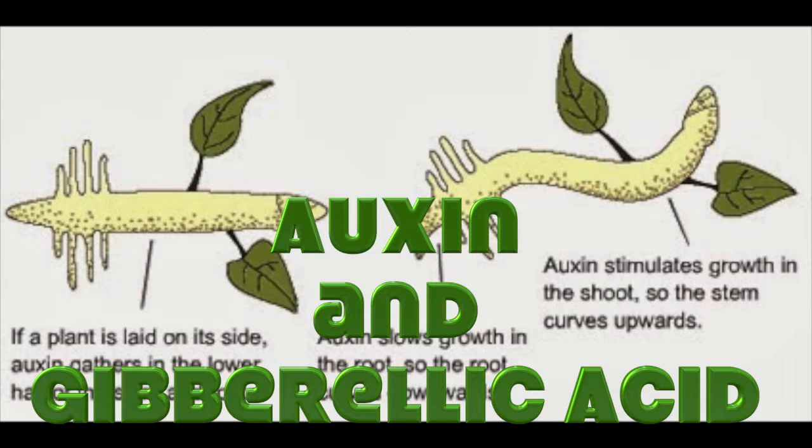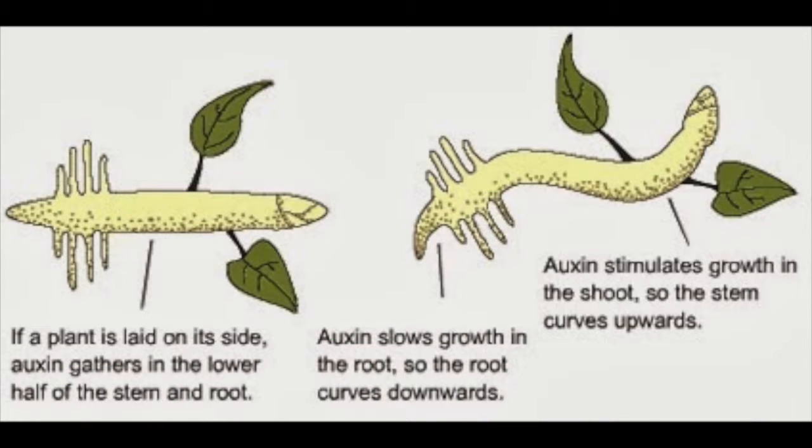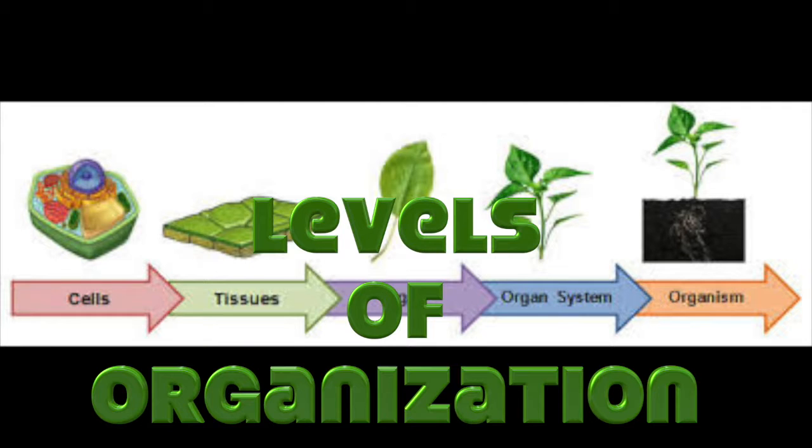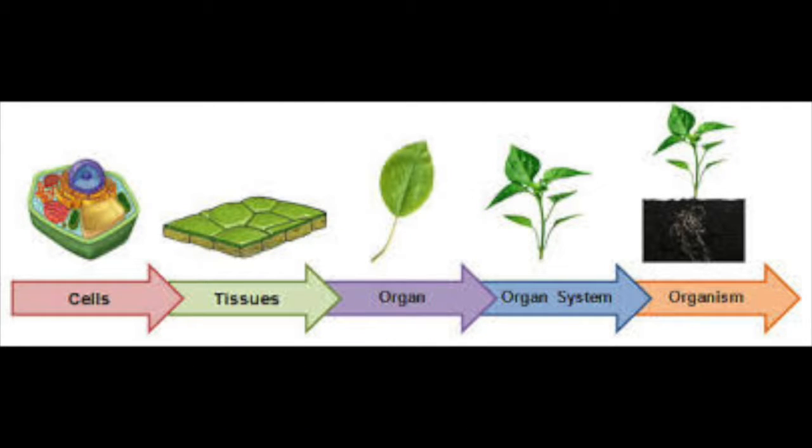Explain the responses controlled by the hormones auxin and gibberellic acid. The hormones auxin and gibberellic acid control the reactions to stimuli of the plant. List the levels of organization for a plant species from smallest to largest. The level of organization for a plant species starts with the cell, goes to the tissue, then the organelles, then the organs, and then the organ system, all the way to the organism.